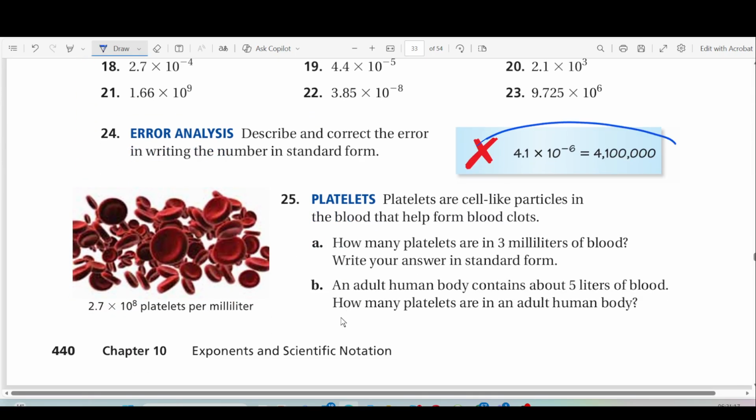Okay, analyze what is the error here. Oh, they went forward. When the exponent is negative, you go back. Exactly. You go back spaces. So what should be the correct answer? It should be 0.0000041. Yes.